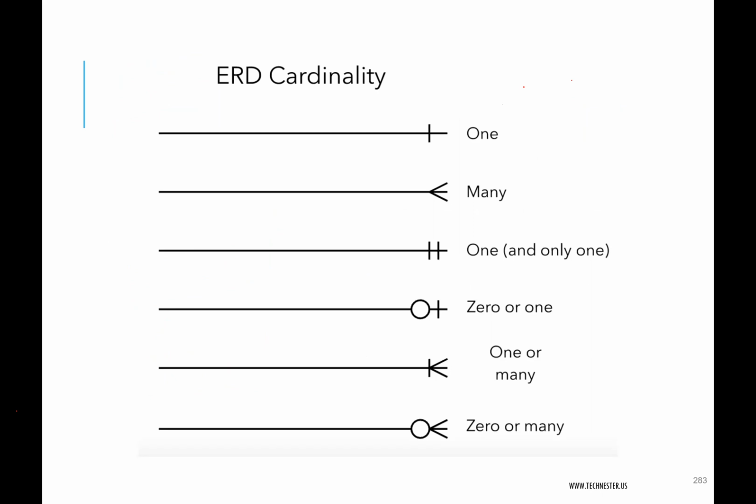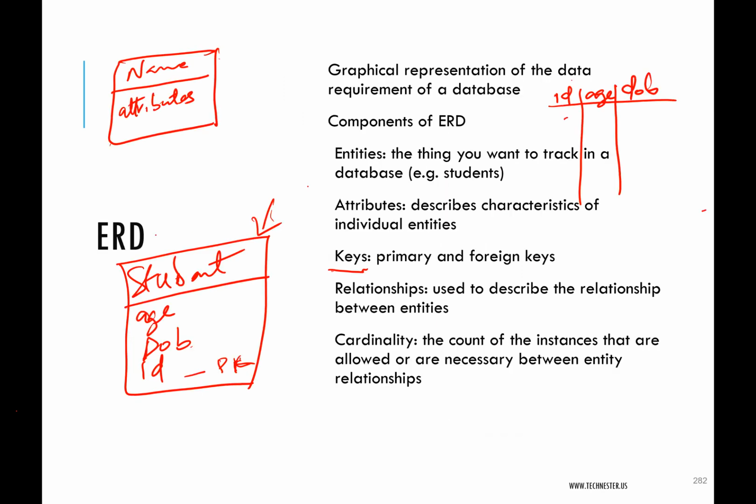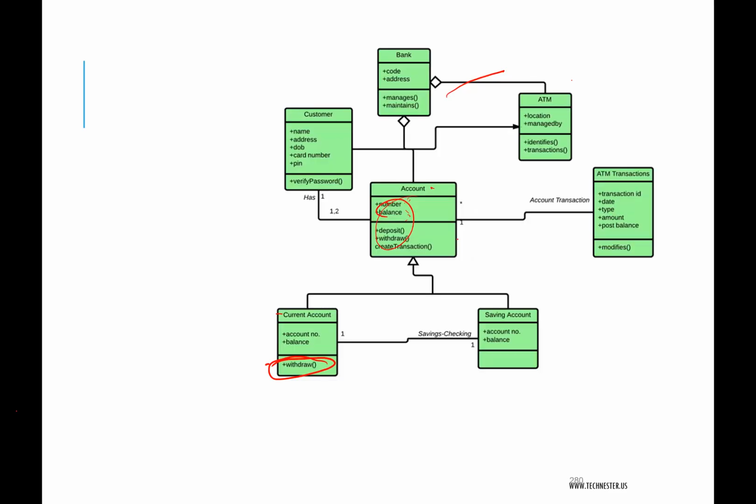This is called crowfoot. Crow, that bird. Crowfoot notation. So this means one. This is many. This is one and only one. This is 0 or 1, 0 or many. Now you don't need to memorize this if you need to draw it. Most of the drawing tools will not even use crowfoot. Most of the drawing tools will use this notation we are using.